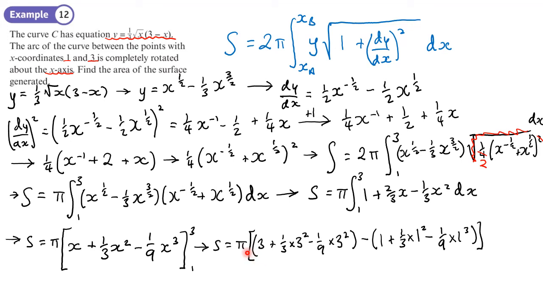Okay, so this is what it will be once we've substituted in the values of 3 and 1. If we work that out, then the first bracket times by pi will give us 3 pi. The second bracket times by pi will give us 11 over 9 pi, giving us a final surface of revolution of 16 over 9 pi. So we'll just highlight that.